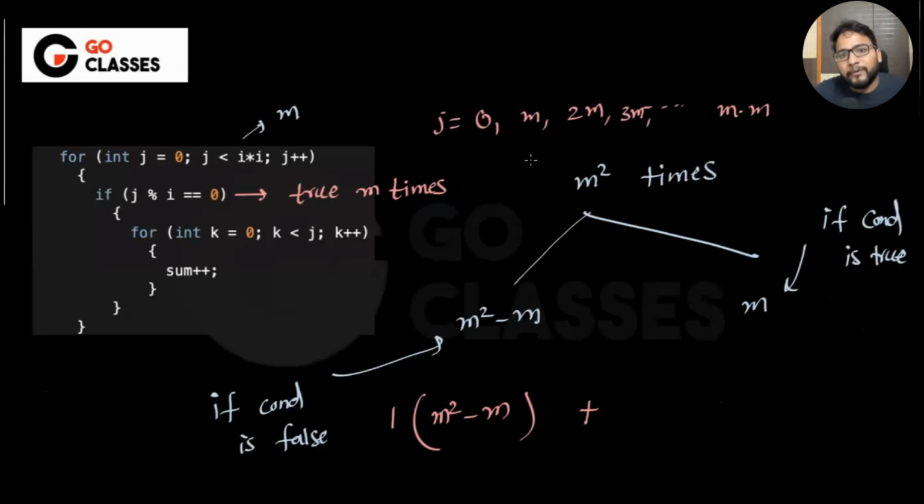It will be true when j is 0. It will be true when j is m. I'm saying when: it will be true when j is 0, when j is m, when j is 2m, like that. If j is 0, then it is true. If j is m, it is true. If it is true, then it is going to run j times, right? j times.